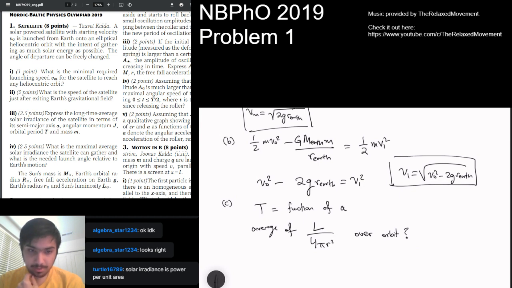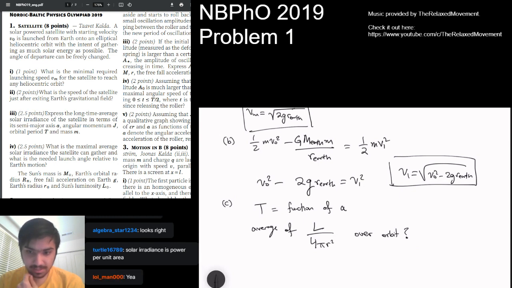Yeah, okay, power per unit area, that makes sense. But is it just L over 4 pi r squared? Is that how luminosity works? What are the units of luminosity? I think luminosity is in watts, right? So I think L over 4 pi r squared would make sense.